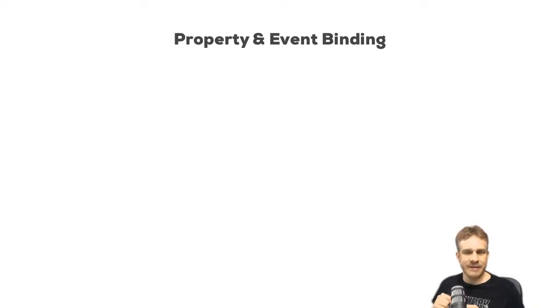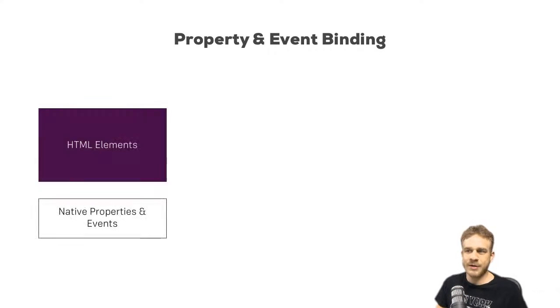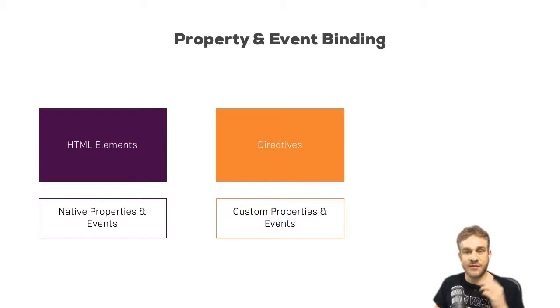This is exactly the behavior we need now with our own components. We need to be able to send data into a component or receive data, receive an event. And Angular, of course, gives us great tools to implement this flow. We can use property and event binding not only on HTML elements and their native properties and events as we did thus far. We can also use it on directives.